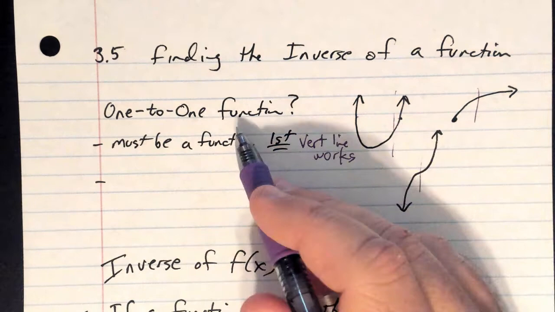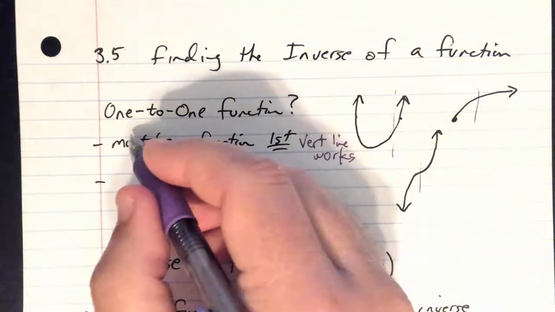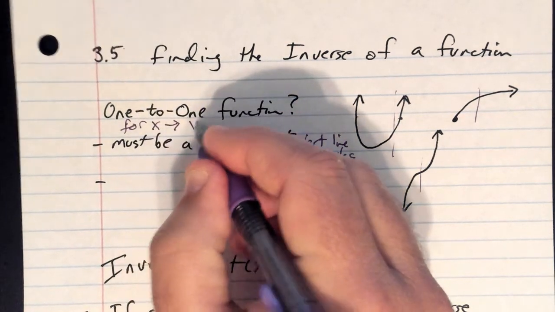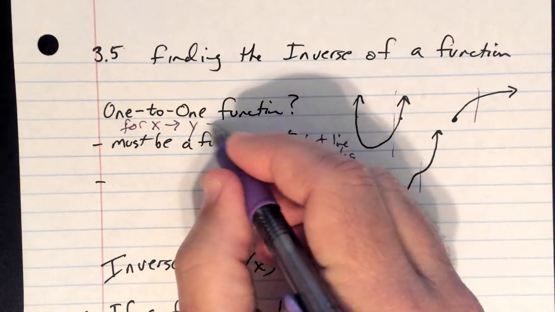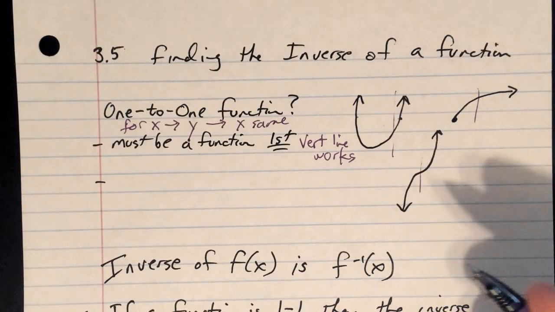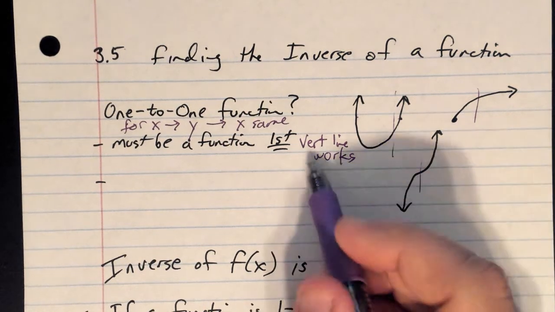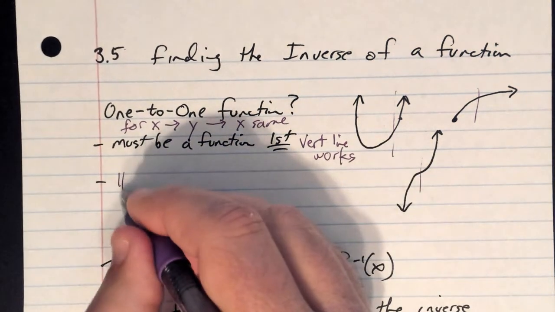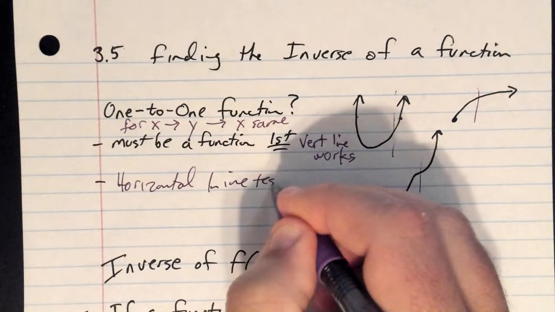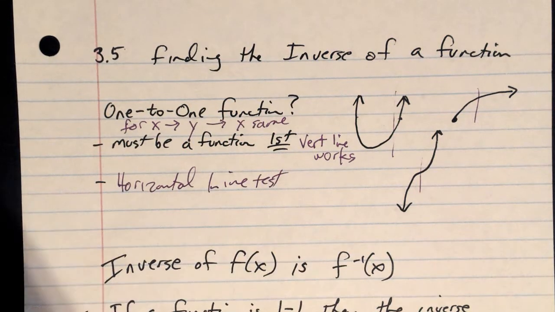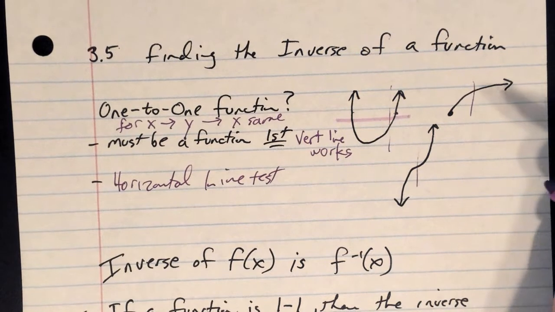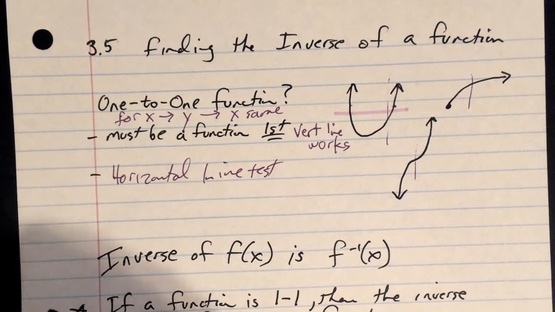But to be a one-to-one function, for every x, you're going to have exactly one y. And that one y has to go to that same x. So, how do I test for a one-to-one function? Well, first it has to pass the vertical line test, and then it also has to pass the horizontal line test. So, when we look at that, if you look here, horizontal line, this is not one-to-one.